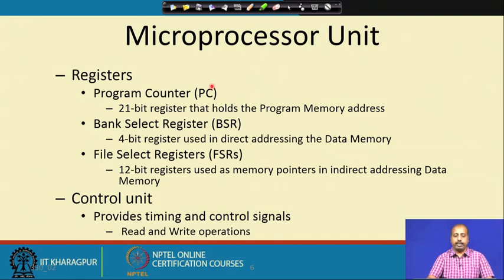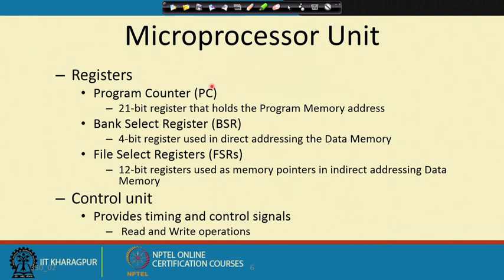Then there is a bank select register, which is a 4-bit register. It is used in direct addressing of the data memory. So you can select the data memory content, you can load from the data memory into the working register, or you can do some operation with the working register and these data memory registers. That way the bank selection is done by the 4-bit register called BSR, or bank select register.